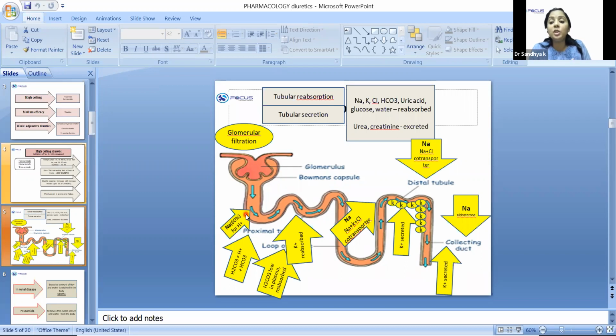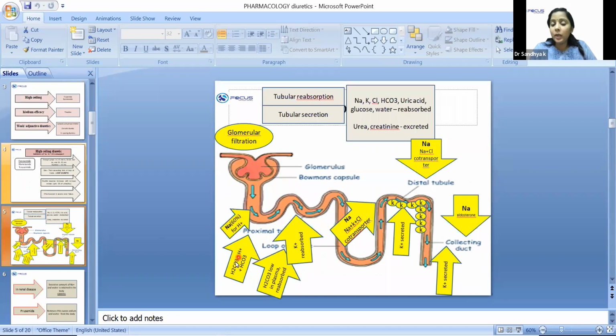So the body will give H+. H+ is exchanged in return for sodium. Sodium is taken in and H+ is given to the fluid. Now, from where is this H+ coming? It is actually a byproduct of the breaking down of carbonic acid.